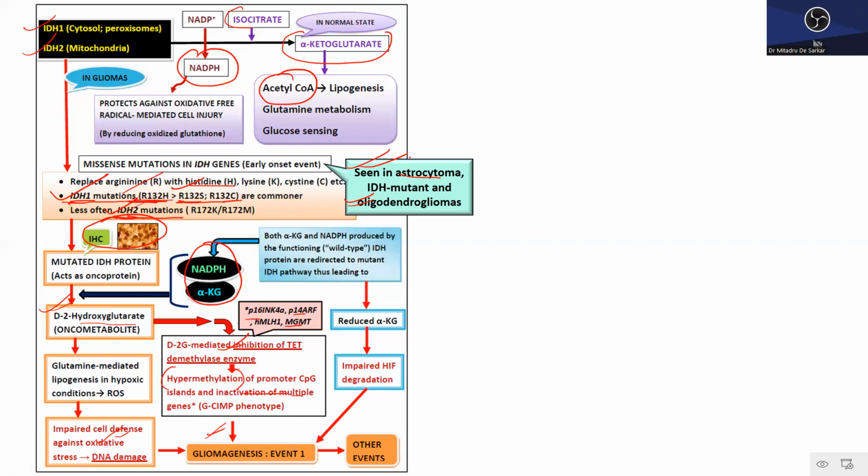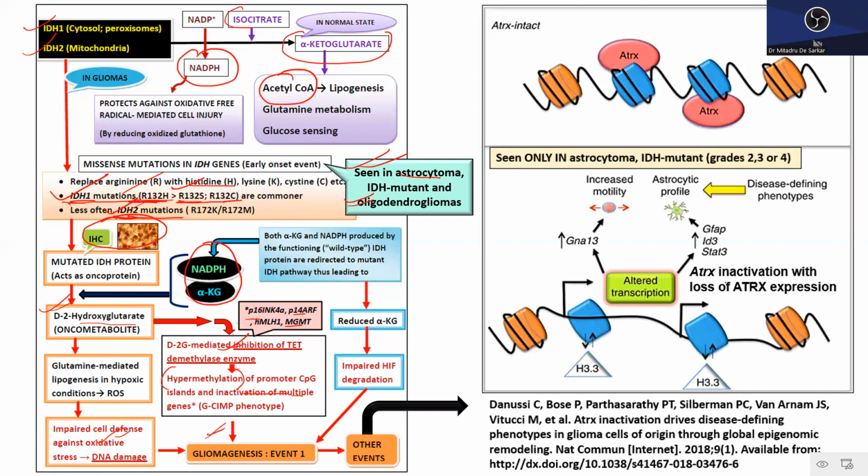The second event is basically ATRX gene inactivation with loss of ATRX expression. And this occurs only in the case of astrocytoma, IDH mutant, which ranges from grades 2 to 4. That means your oligodendrogliomas will show IDH mutation, but they will not show ATRX loss, while your astrocytomas of the IDH mutated category will show both IDH mutation as well as loss of ATRX expression. We shall be seeing a few of these cases to bring home the point.